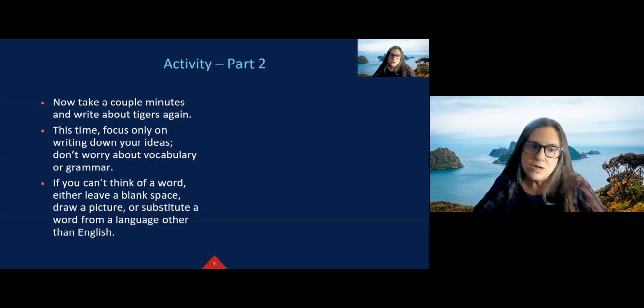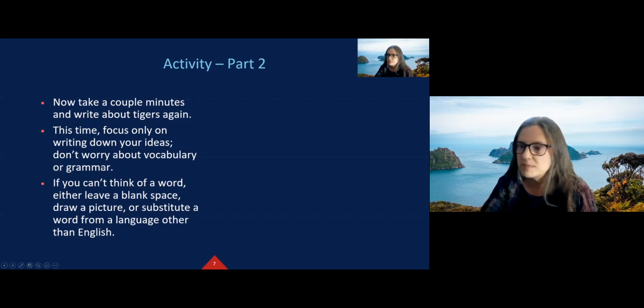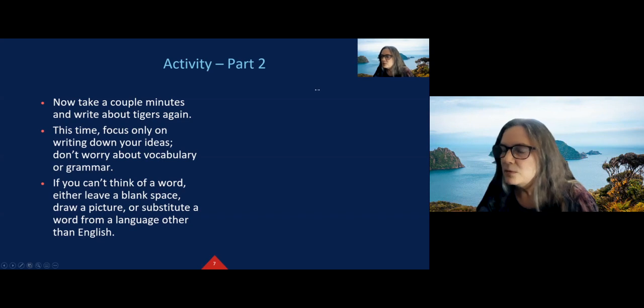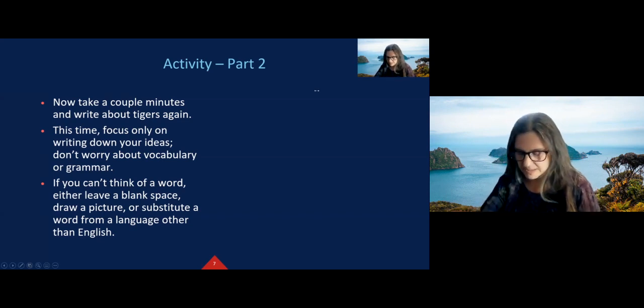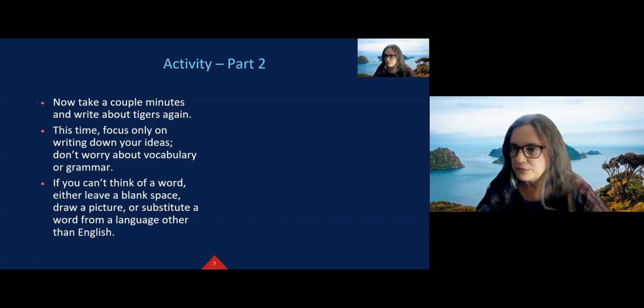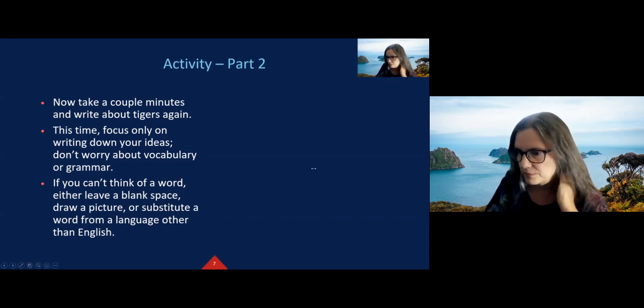Okay, so I'll put the timer on again and go ahead and now just focus only on ideas. Don't think too much about them. Just try to write without stopping about tigers. Okay, you can go ahead and put your pen down or stop typing and turn your camera on.